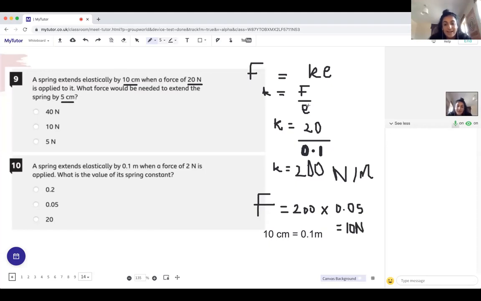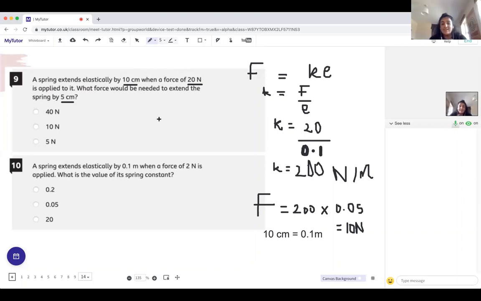Well done if you got that. It's quite a tricky question with quite a lot of steps, so don't worry if you didn't get it first time, but hopefully it makes a little bit more sense now. The steps that we need to go through are, first of all, to find the spring constant using the information that we've been given of how the extension changes when we have a force, and then what force would be needed to extend the spring by 5 centimeters.